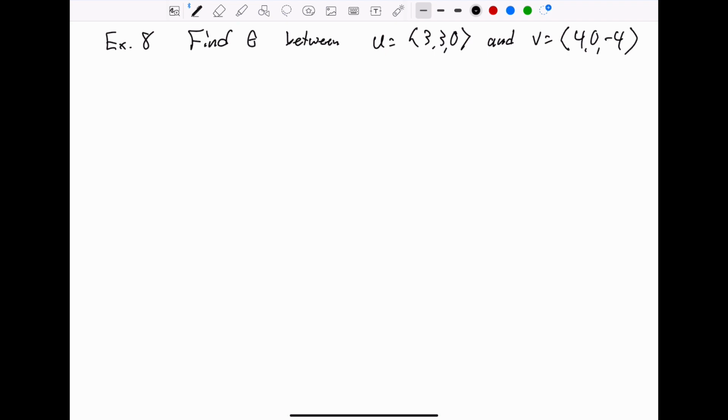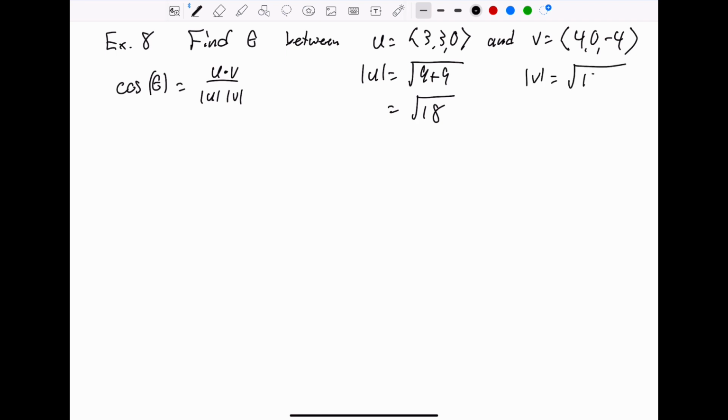Once again, we are going to use the formula: cosine of the angle between the two vectors is equal to the dot product divided by the product of the magnitudes. So we'll again focus on finding magnitudes here, and then find the dot product to get the answer. Magnitude of u is the square root of 3 squared plus 3 squared, that's 9 plus 9. We have the square root of 18. Magnitude of v is the square root of 4 squared plus 4 squared, 16 plus 16. We have the square root of 32.